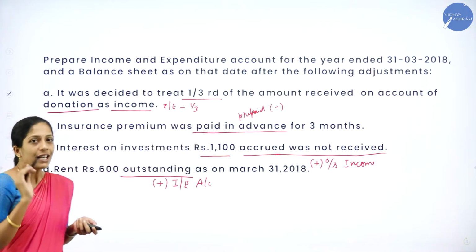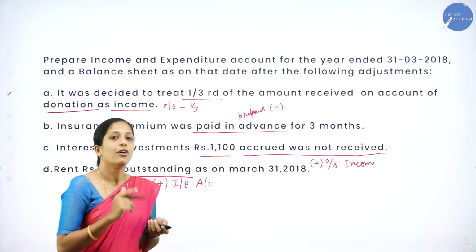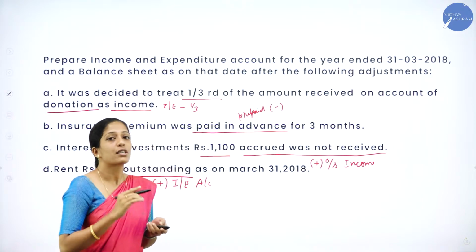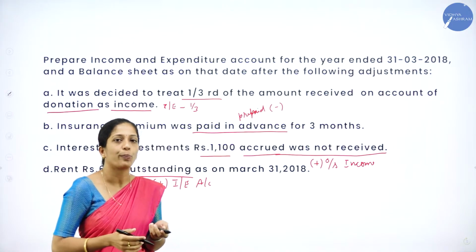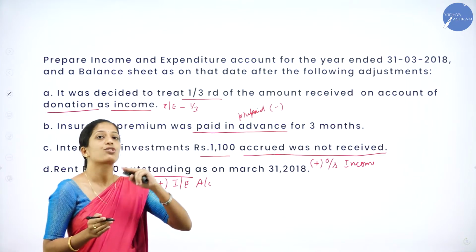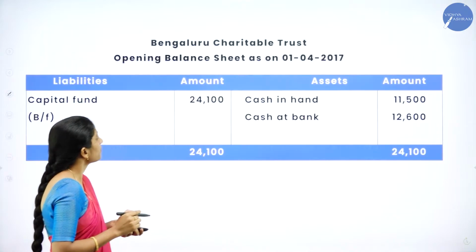Now we shall go through the solution. Now first what we are going to do? First we have to prepare our opening balance sheet. So under the opening balance sheet, now we shall see what are the items to be recorded. Opening balance sheet, in the sense those items which belong to the previous year have to be recorded in the opening balance sheet.